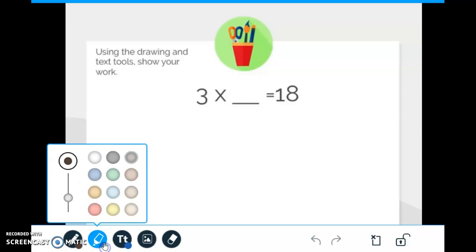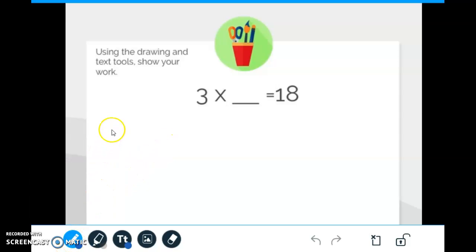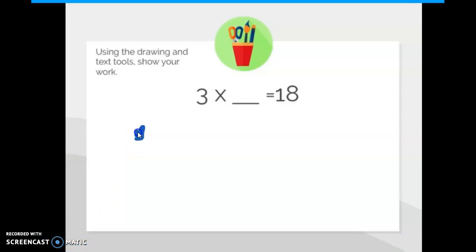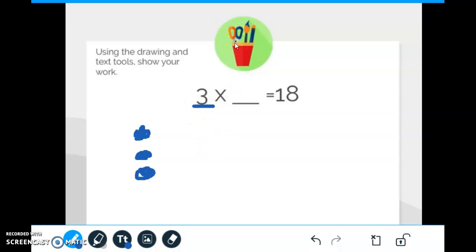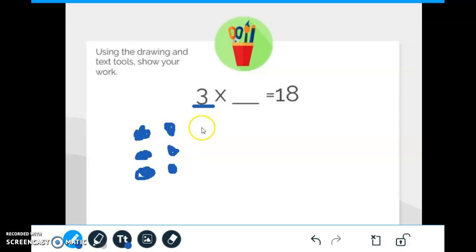Well, earlier I showed you that we could use arrays. And so that's what I'm going to do because I like to use arrays, all right? So I'm going to do 1, 2, 3, okay? That is my 3 groups. 3 groups of something equals 18. So I'm going to keep counting. 3, 4, 5, 6. I'm going to stop when I get to 18.